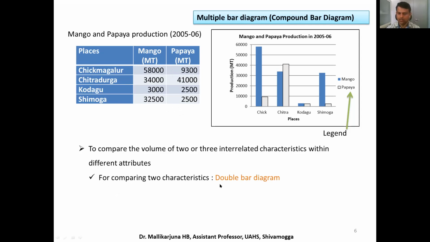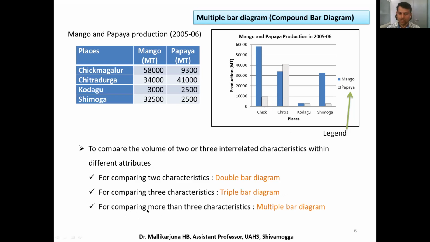For comparing two characteristics, particularly we can say double bar diagram. Actually, this is the double bar diagram. Only two bars under each attribute. This is particularly known as a double bar diagram. For comparing three characteristics, we can say triple bar diagram. In a triple bar diagram, under Chikmagalur, one more column, one more bar will be there. For comparing more than three characteristics, we can say multiple bar diagram.